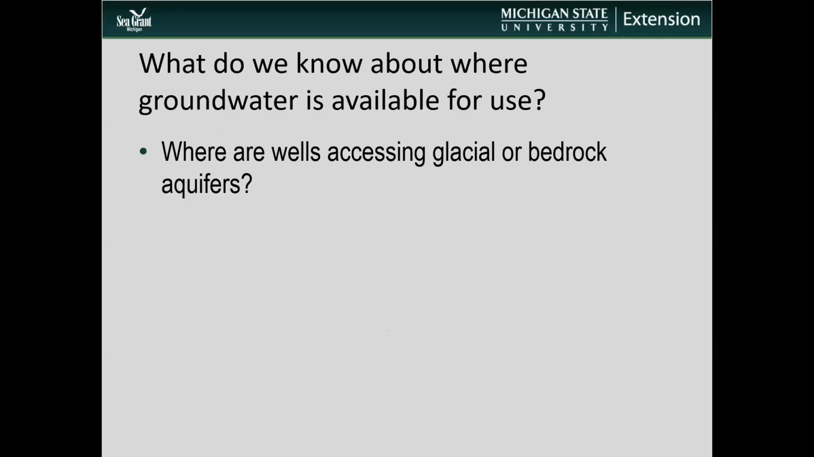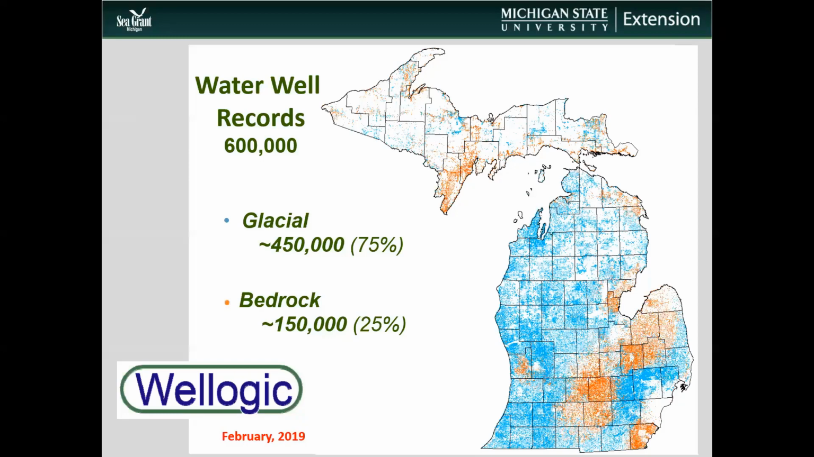So how do we know where groundwater is available for use? Let's go back to the natural limits to availability. Where are the wells accessing the glacial aquifers versus the bedrock aquifers? Well, let's take a look. This is data from our water well and pump records that are in a database called WellLogic, which is managed by the state of Michigan, EGLE, Department of Environment, Great Lakes and Energy. And this is 600,000 water well and pump records. And you can see that the vast majority of the wells are located in the glacial aquifers. Those are the blue dots on the map. The orange dots are those that are in the bedrock.